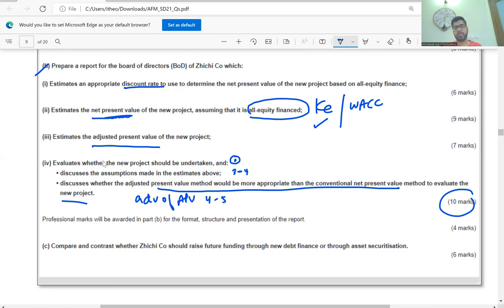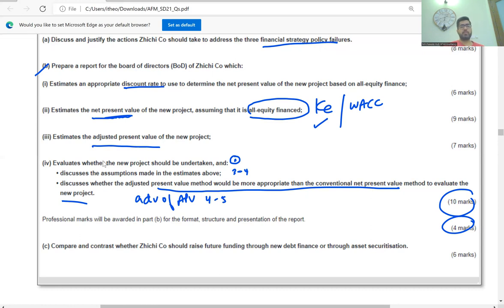And then you get 4 professional marks. Okay. So whether the new project should be undertaken. You can write for one mark that NPV is negative. So it seems the project is financially not viable. But when we consider the financial cash flows into consideration, when we see the NPV, the project doesn't seem acceptable. It's 1000 negative. But when financial effects are taken into consideration in APV and NPV is adjusted, it becomes positive. So considering this, the project seems to be financially acceptable.